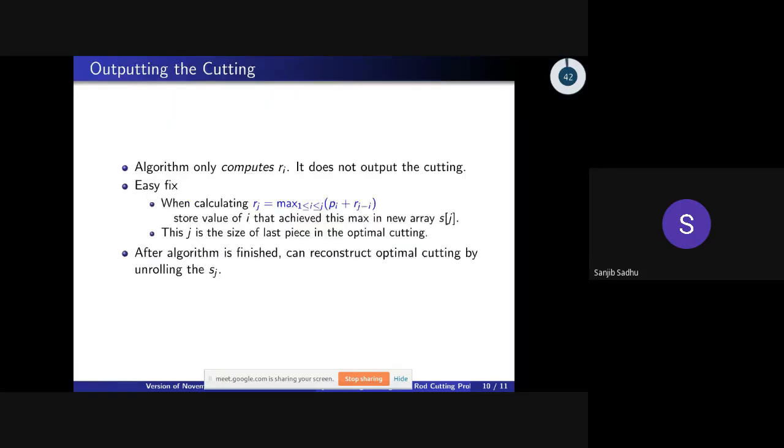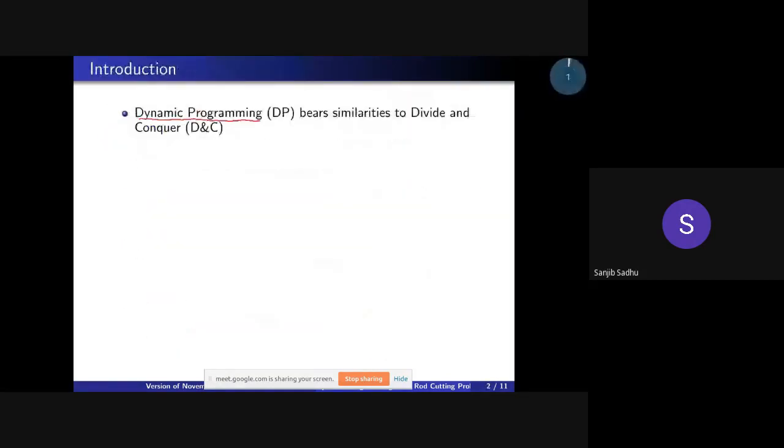So in the next class we will take the next problem, dynamic programming for matrix chain multiplication. Okay, this is just an introduction. So now there will be a series of lectures on dynamic programming.